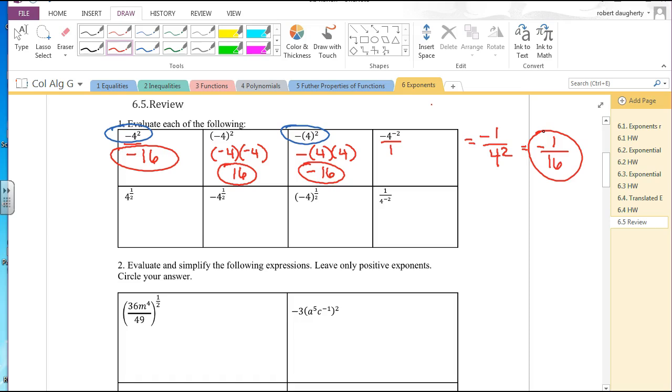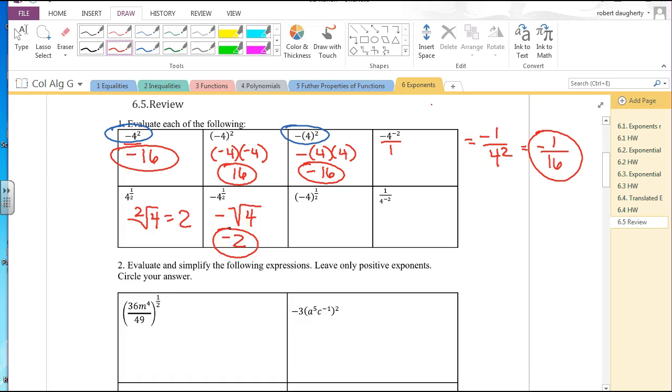If I look at the bottom, 4 to the 1/2, raising something to the 1/2 power just means I'm going to take the square root. So that is the square root of 4, which is 2. If I look at the next one, it's the square root of 4, but with a negative in front of that. So this is the negative of the square root of 4, which is negative 2.